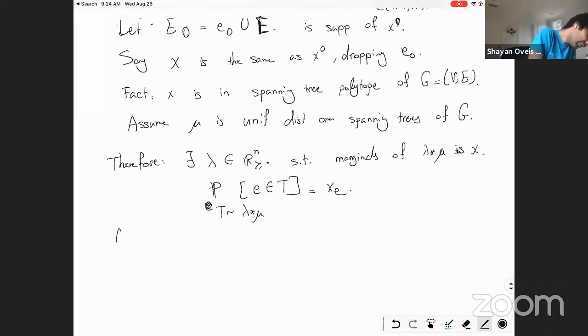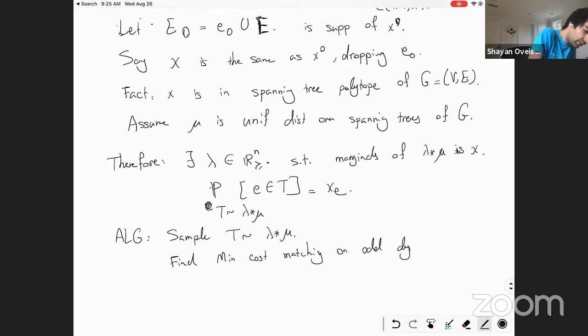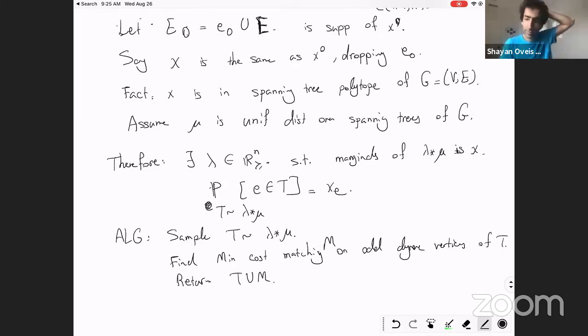Now the algorithm is very simple. The algorithm is that, okay, sample a tree T from lambda star mu, find a min cost matching on odd degree vertices of T, and then return T union M. Okay, so if you have seen Christofides' algorithm, this is very similar to Christofides' algorithm.